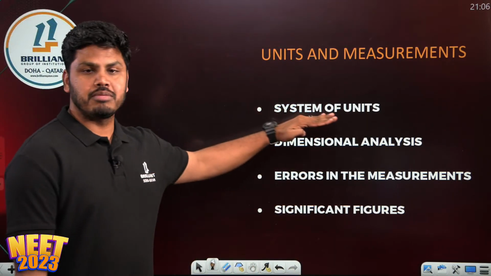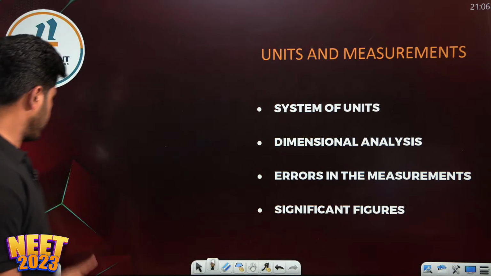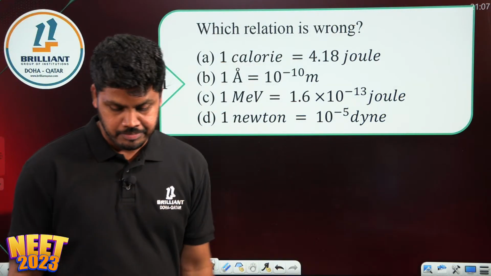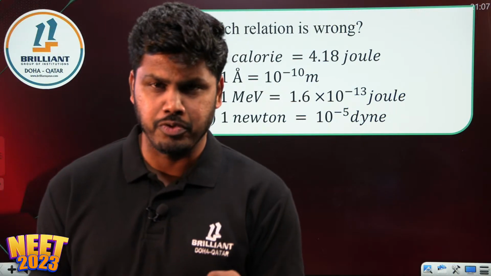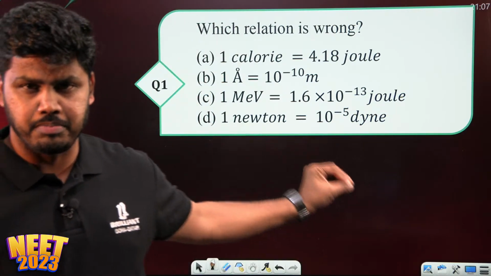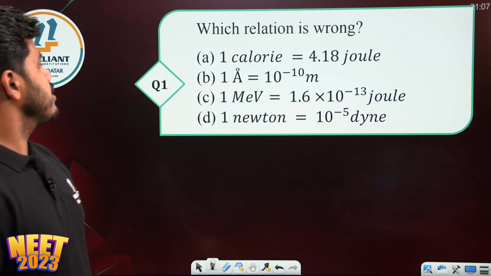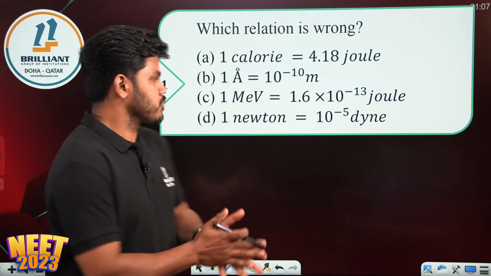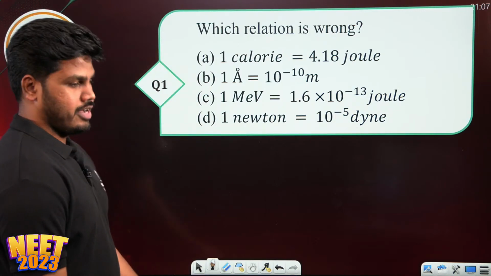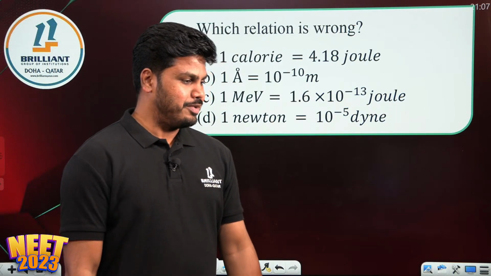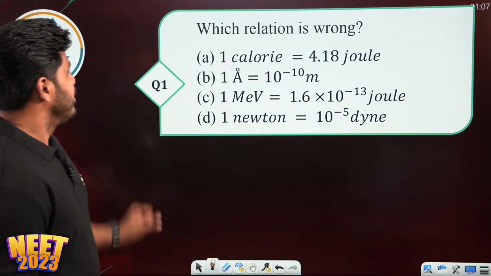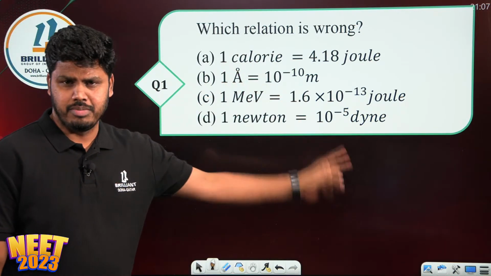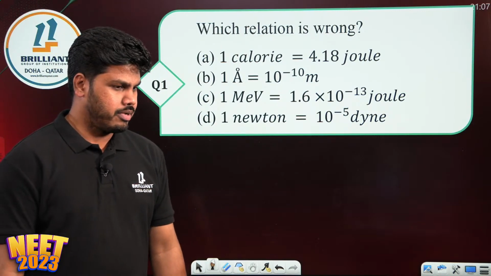The system of units we know, so we'll start straight with the questions from that. We'll discuss whatever is necessary. Most of the questions will be easy for you because the units part is easy. Question number 1: which relation is wrong? Let us start with the questions. I hope you can start answering now, because all these questions we know. All options are given like basic units.